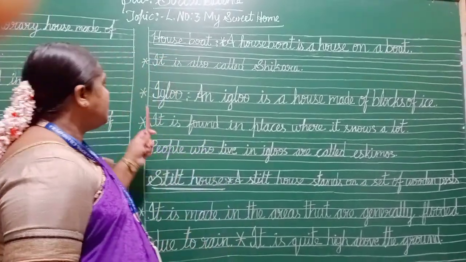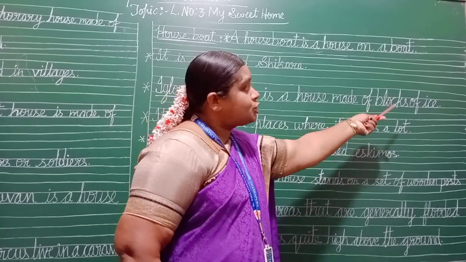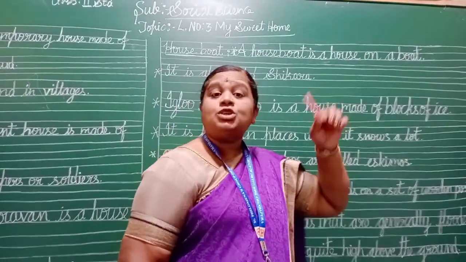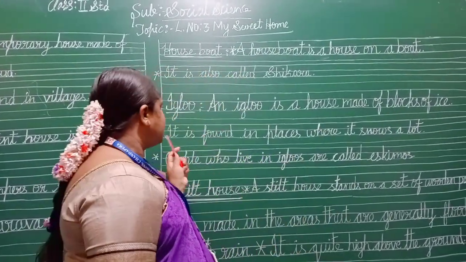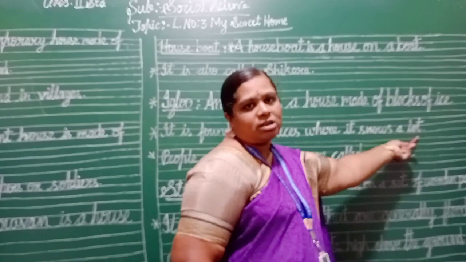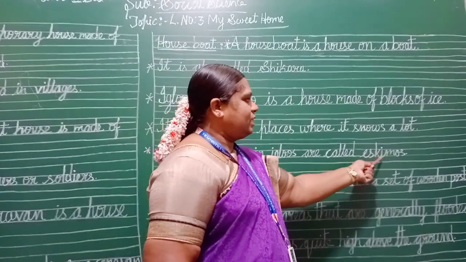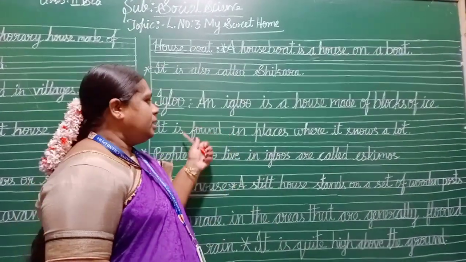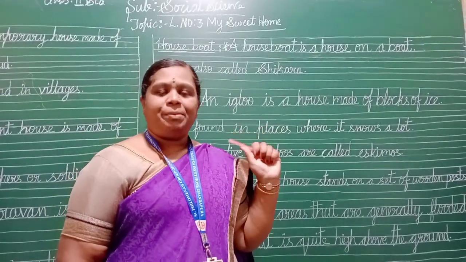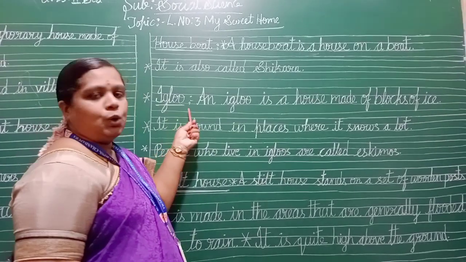The next one is igloo. An igloo is a house made of blocks of ice. It is found in places where it snows a lot. People who live in igloos are called Eskimos. We can see igloos in the region where there is a lot of snow.